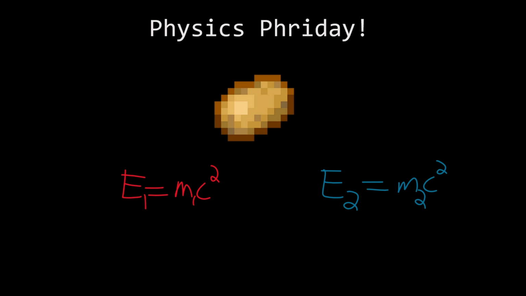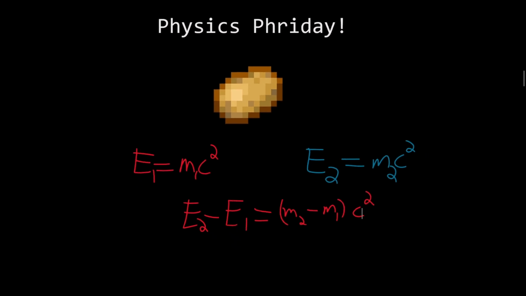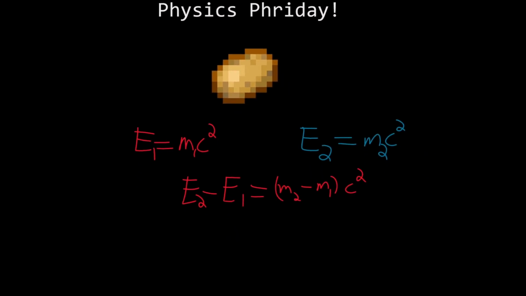So to actually measure this difference, let's take the difference of energies of our potato, right? So let's do E2 minus E1. Well, that's just going to be (M2 minus M1) times c squared. But what we're doing is taking the difference in energy of our potato, and we also know that we can express the difference in energy in a second way, namely through thermodynamics. And that right there is going to be a change in internal energy.